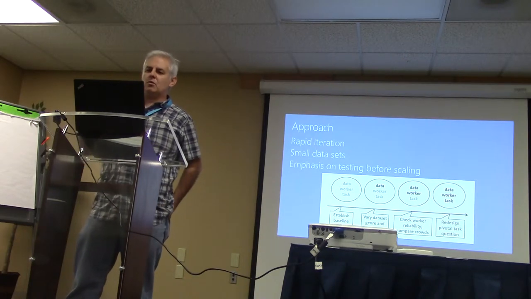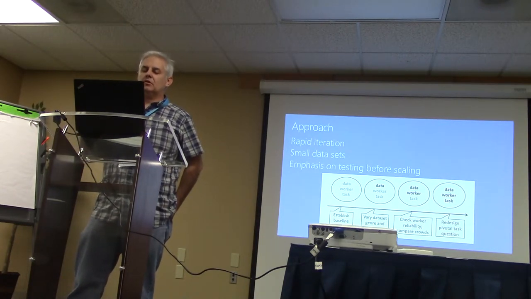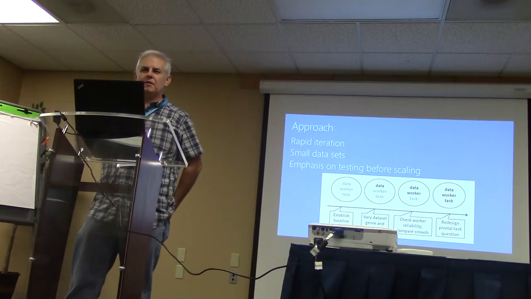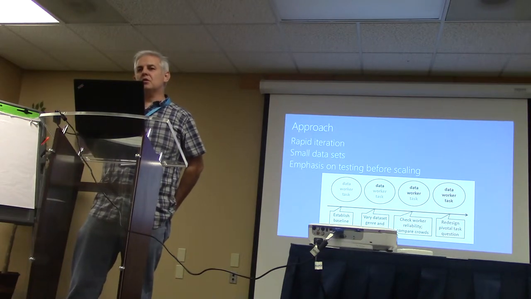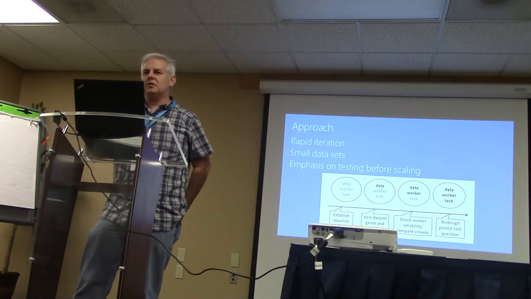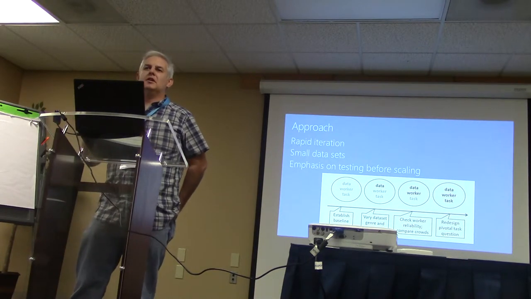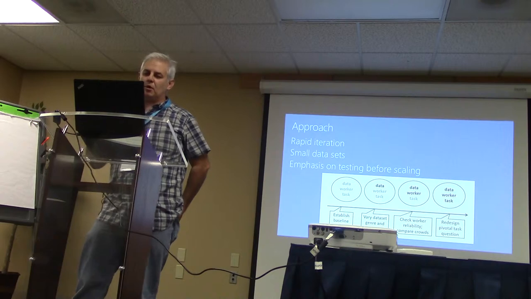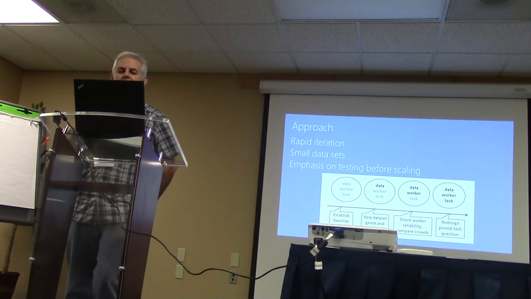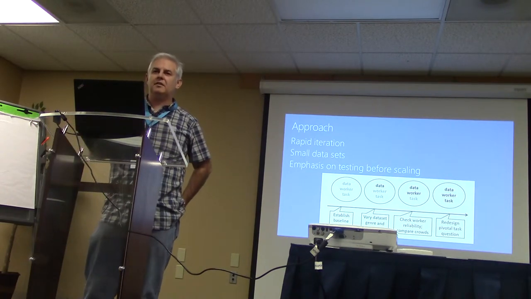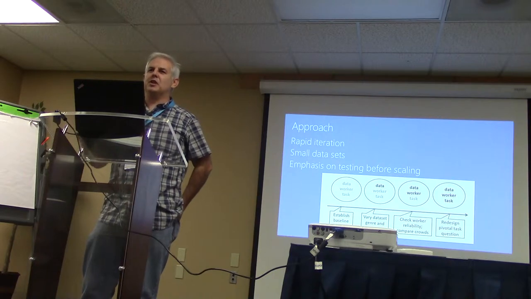The key here is rapid iteration. We want to be very agile. So we're going to use very small data sets, say 100, 200 tweets. I'm going to play with all these variations, and then we're going to go forward or go backward. And the idea is to emphasize testing across the board before you scale.